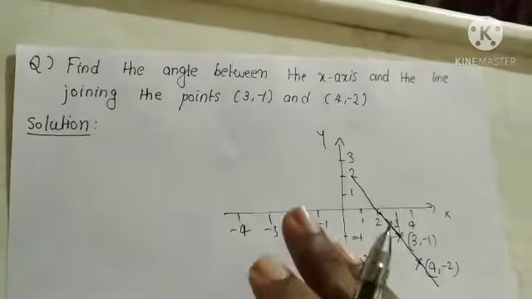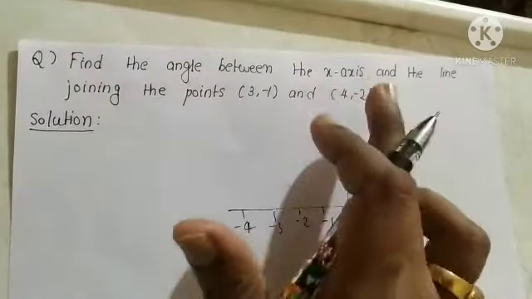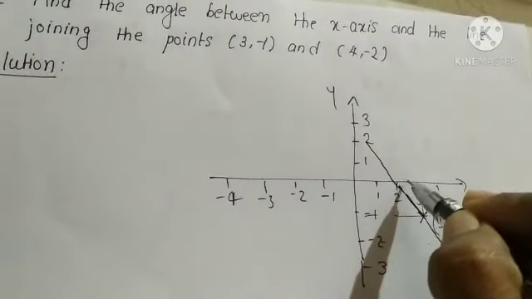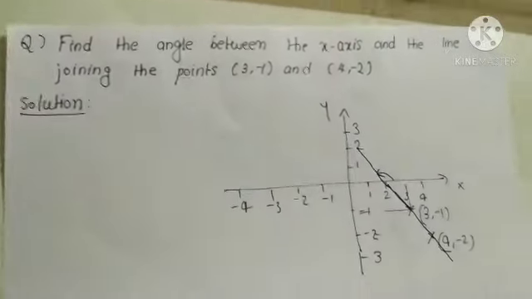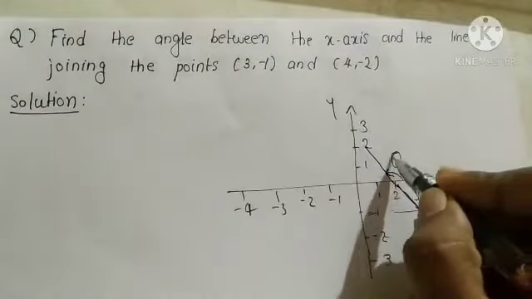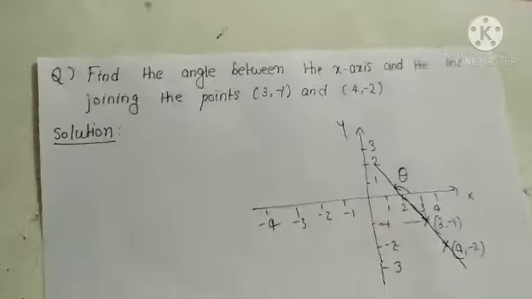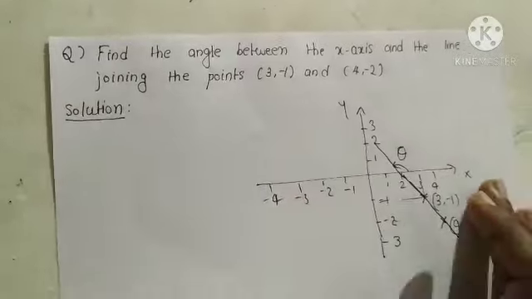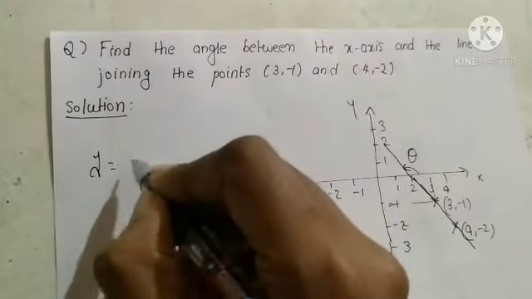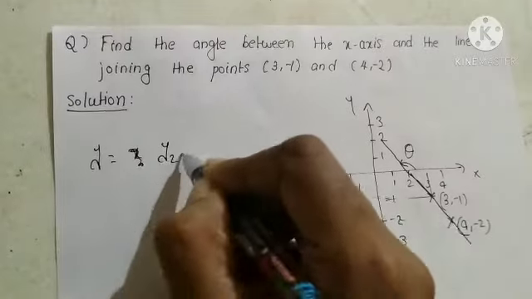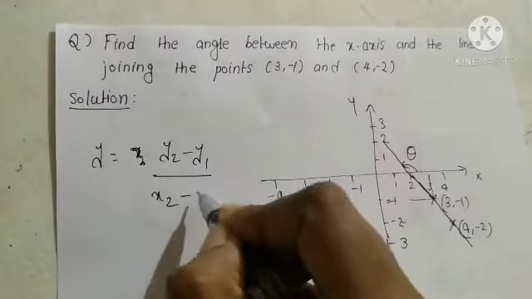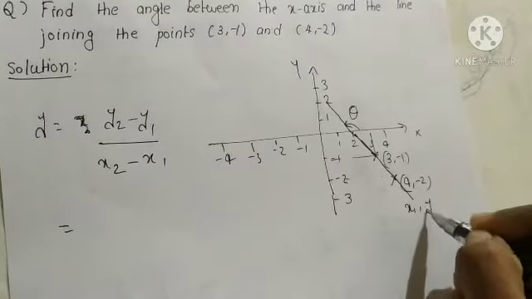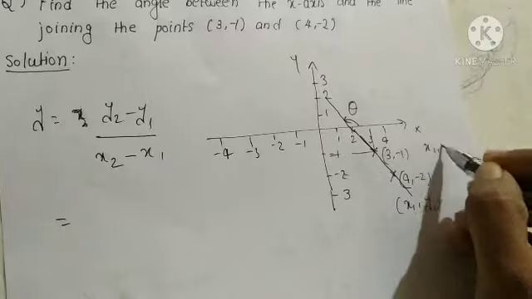So here we need to find the angle between the x-axis and the line. That means this angle, in the positive direction. So this is our theta. Okay, and we know that the slope of a line when two points are given is y2 minus y1 divided by x2 minus x1. Here take this as x1, y1 and this as x2, y2.